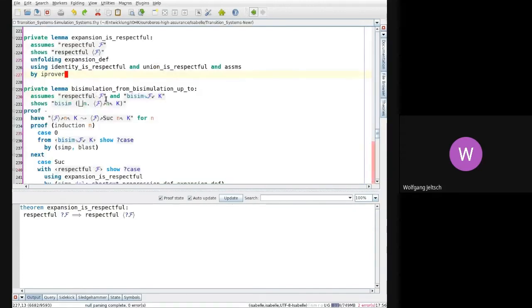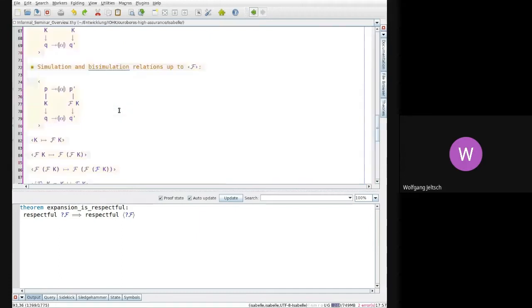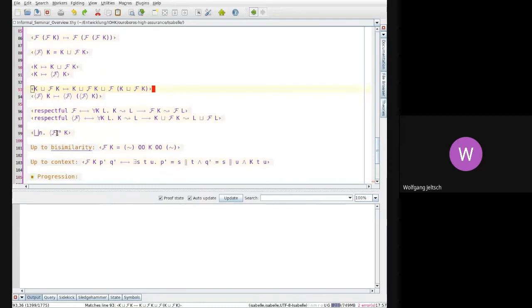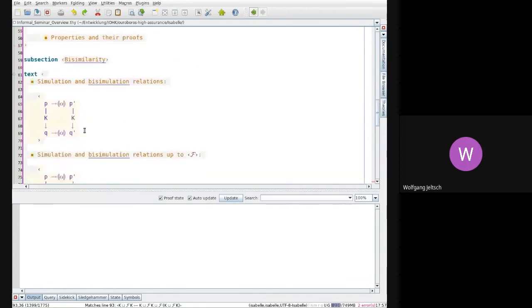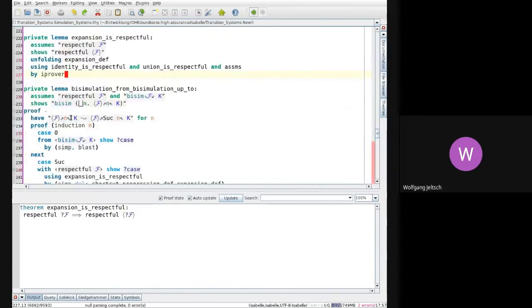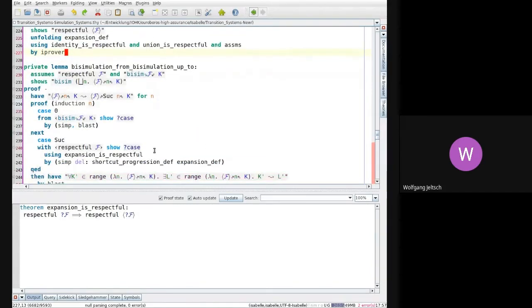So f is respectful, so it should be eligible for up-to methods. This is what we want to prove here. And now we have a concrete k, which is a bisimulation relation up to f. Then we show that precisely this union of expansion of f to the power of n applied to k is a bisimulation relation, which is what we had below here, that this union bilaterally progresses to itself. It's a bisimulation relation, and then in the later step we can say, okay, if it's a bisimulation relation, then it's included in bisimilarity and so on. And I hope this proof is basically what I showed you.